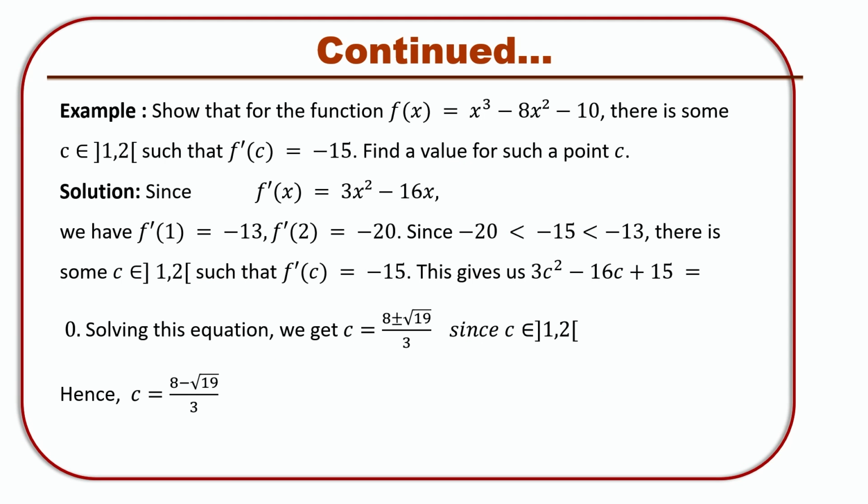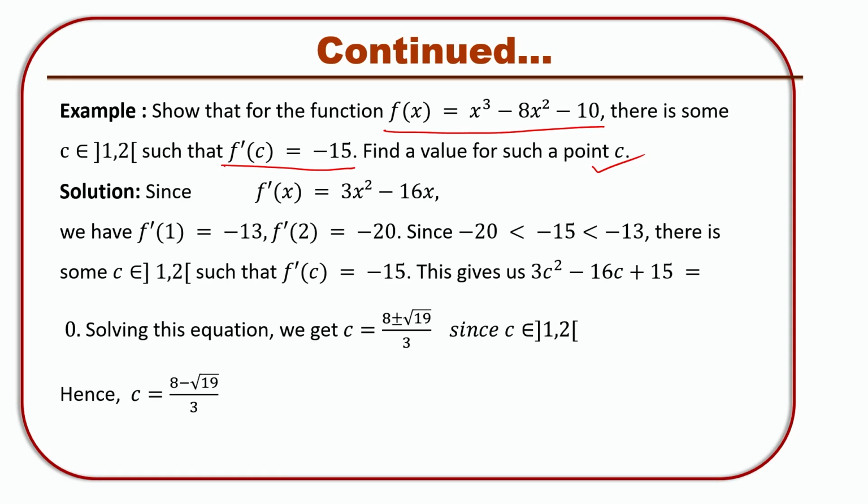Now, can we use the examples to directly use the Darboux theorem to solve it? The first problem you can see here: a function f(x) is given, x cube minus 8x square minus 10. There is some c belonging to the open interval (1, 2) such that f dash of c is equal to minus 15. Find a value for such a point c. So, I have to find out a value of c between 1 and 2 such that f dash of c is going to be minus 15.